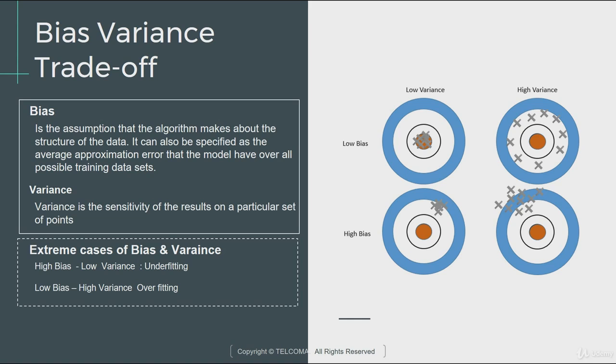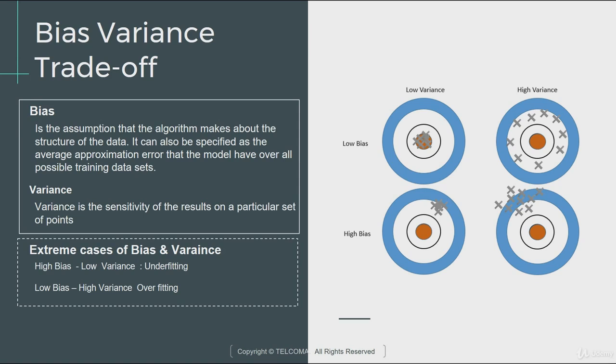Let's start with the simple terms. Bias is the assumption that an algorithm makes about the structure of the data. Now, these are not the formal definitions. I've tried to put forward the definitions in a more layman approach. So if the algorithm makes a couple of assumptions about the structure of the data, it will fail to recognize the remaining patterns. It can be specified as the average approximation error that the model will have over all possible training data sets. Similarly, variance is the sensitivity of the results on a particular set of points.